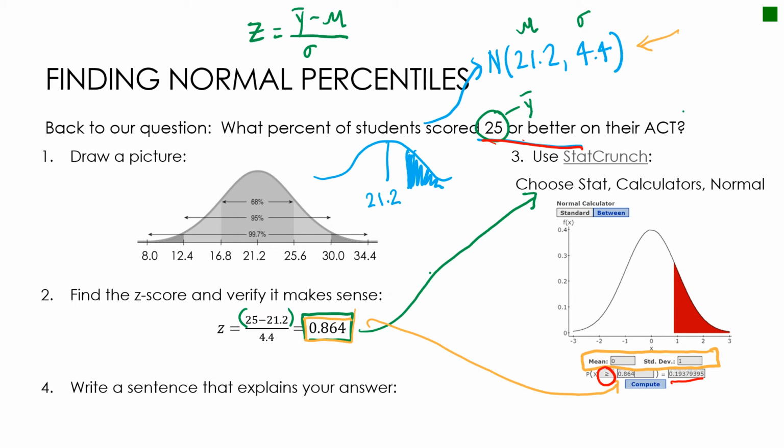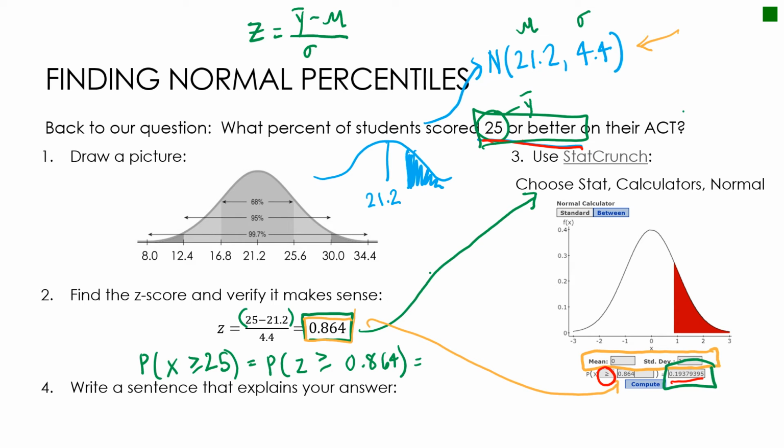And notice my answer was 0.19379. And what I want you to get used to doing, and I don't take off points for it in this first introduction, but if this is the second time going through the normal model, then I will expect you to use the probability notation. Here I would say the probability that my value is greater than or equal to 25, because that's what I'm saying, is equal to the probability that my z-score is greater than or equal to 0.864, is equal to 0.1938.